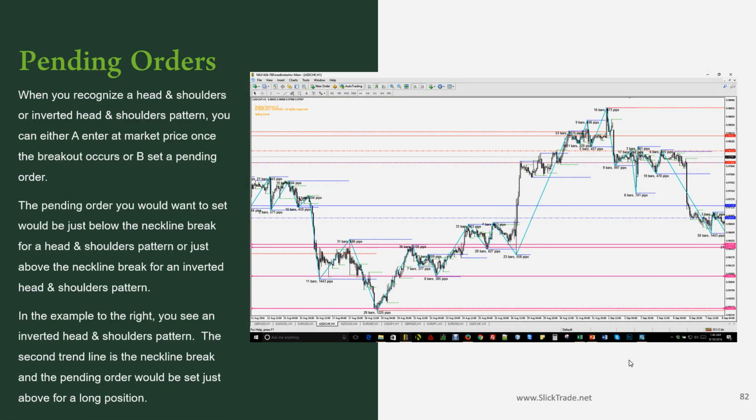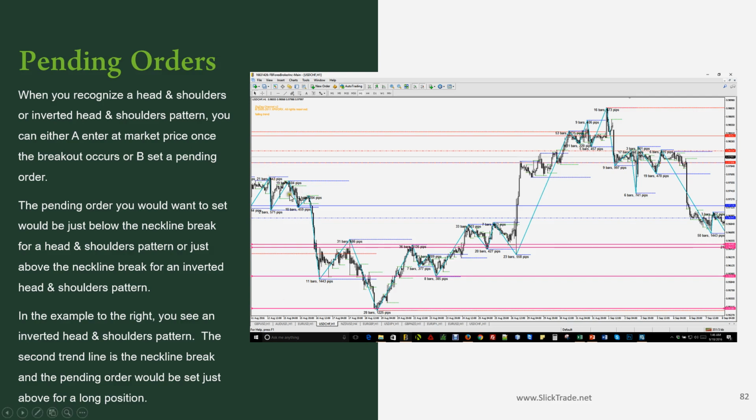Pending orders. When you recognize a head and shoulders or inverted head and shoulders pattern, you can either A, enter at market price once that breakout occurs, or B, set a pending order. The pending order you would want to set would be just below the neckline break for a head and shoulders pattern, or just above the neckline break for an inverted head and shoulders pattern. In the example to the right, you see an inverted head and shoulders pattern, and the second trend line is the neckline break. The pending order would be set just above for a long position.